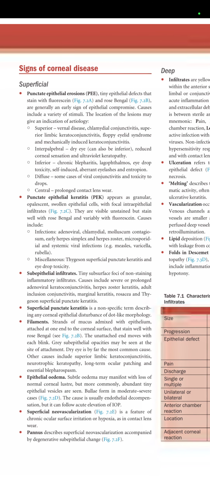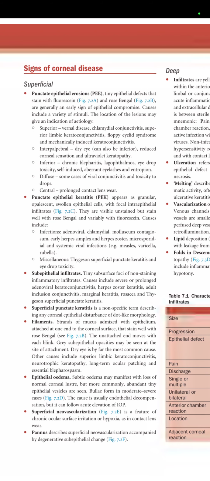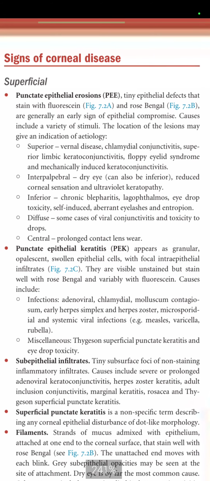So superficial signs are punctate epithelial erosions, PEEs, punctate epithelial keratitis, known as PEK, subepithelial infiltrates, superficial punctate keratitis, filaments, epithelial edema, superficial neovascularization, and pannus. So let's get started with the punctate epithelial erosions.